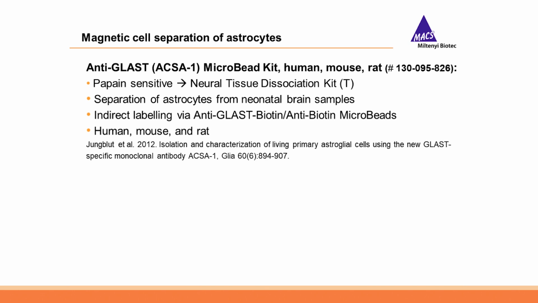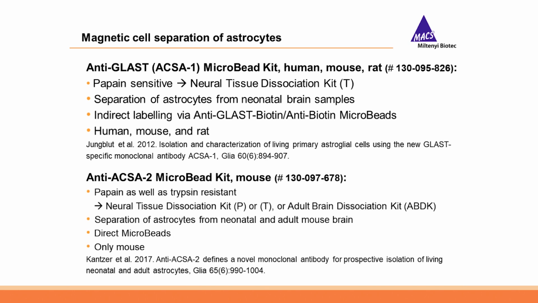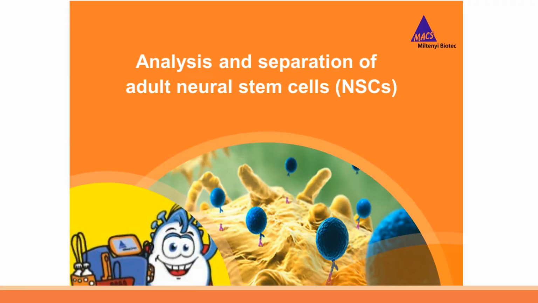The second option is the anti-ACSA-2 MicroBead Kit mouse. This is papain as well as trypsin resistant, so we can use all the different dissociation kits and also the Adult Brain Dissociation Kit. Therefore, this kit allows separation of astrocytes from neonatal and adult mouse brain. These are direct MicroBeads, but they can only be used to separate mouse astrocytes. So in the next part, I will introduce you to the analysis and separation of adult neural stem cells.